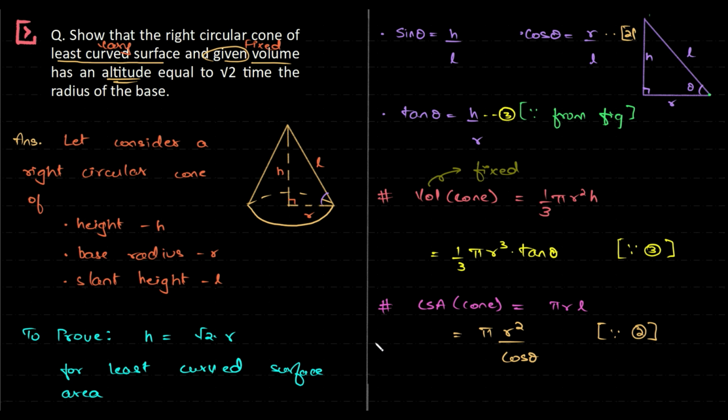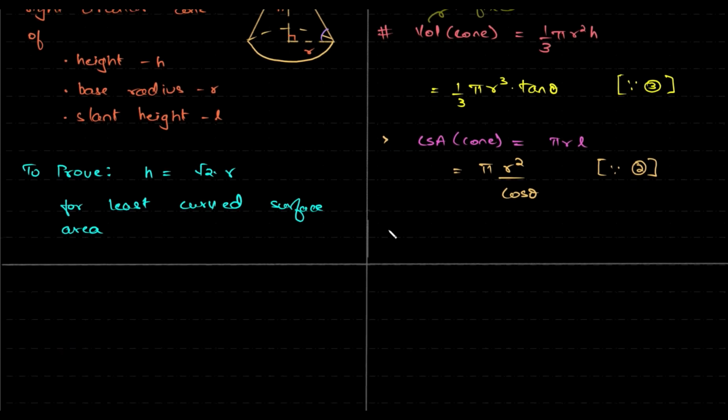Now, these are your formulas, and now starts the real thing. We are to minimize this. This is the one which is varying. So differentiating the curved surface area, I'm going to write it as C of r comma theta, with respect to theta, with respect to r. I'll do it with r itself.